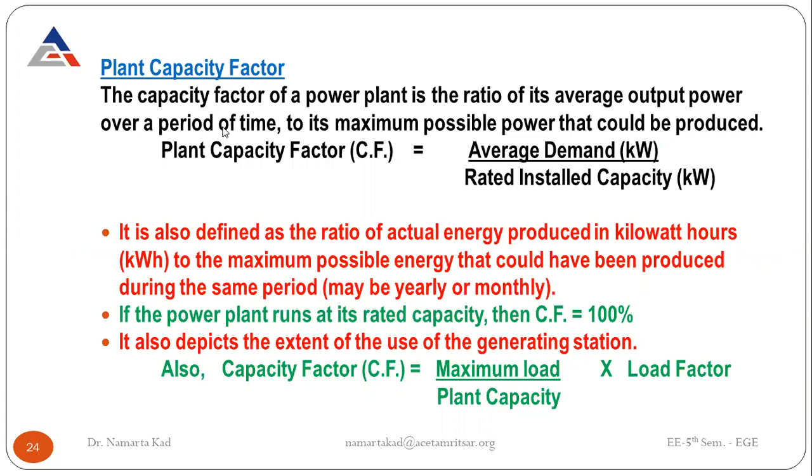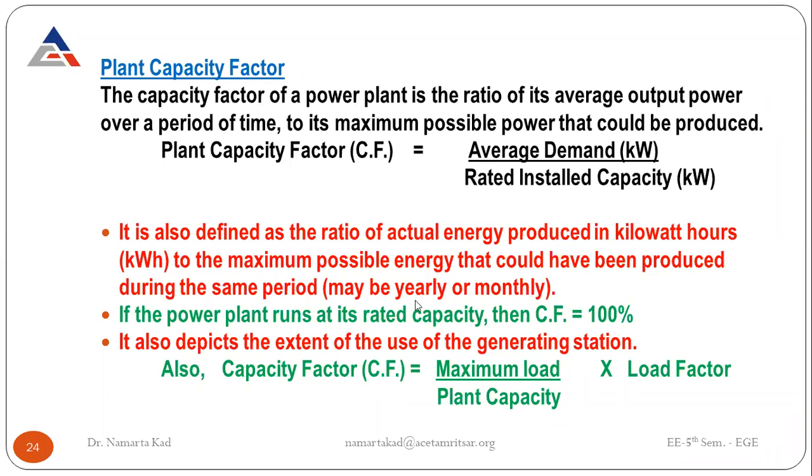Next is the capacity factor, plant capacity factor. The capacity factor of a power plant is the ratio of its average output power over a period of time to its maximum possible power that could be produced. That means its installed capacity. What is the installed capacity of that power plant? Plant capacity factor is simply represented as CF. It is the average demand divided by the rated installed capacity.